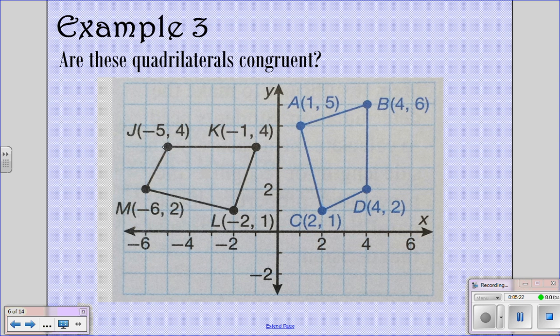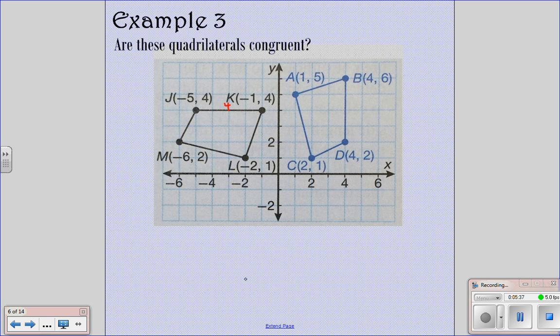So if you look at the distance from J to K, that's a horizontal line, so 1, 2, 3, 4. The distance is 4. Now for the other three, we can either use the distance formula or Pythagorean theorem, whichever one you want. I'm going to do the distance formula for one, and then I'll do Pythagorean theorem for the others. So we're going to do J to M.